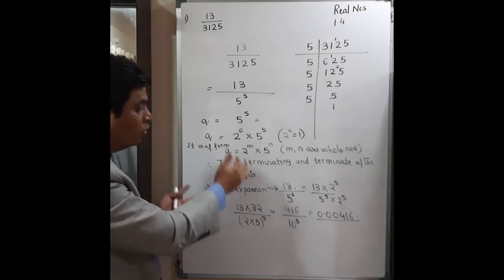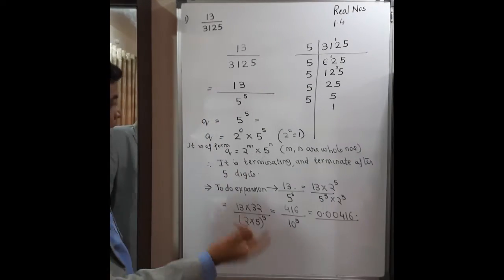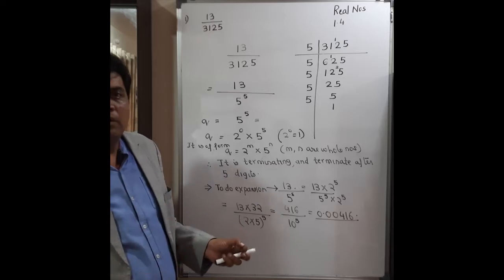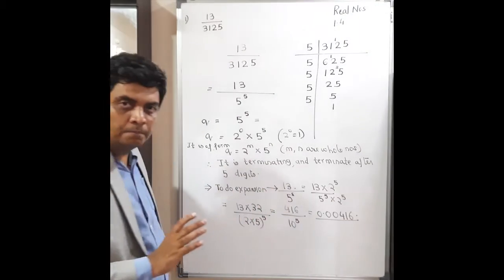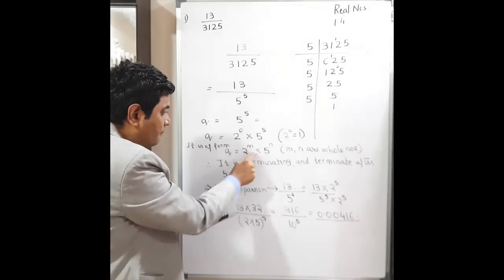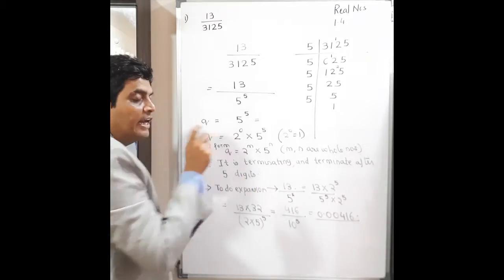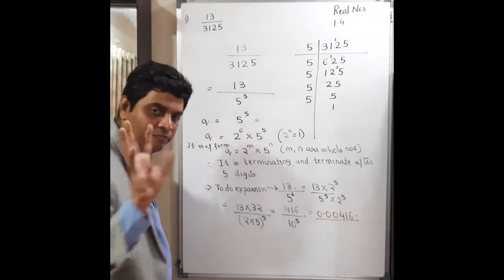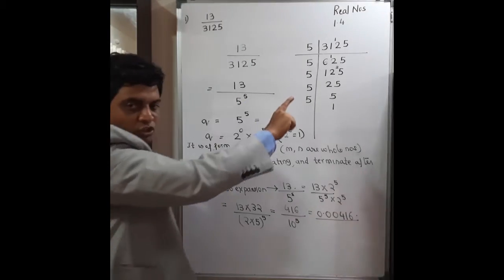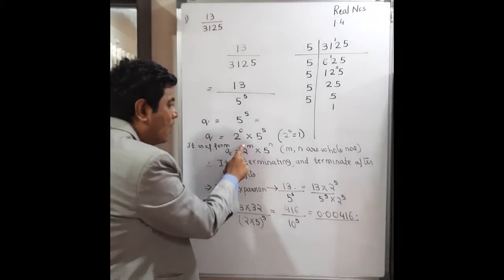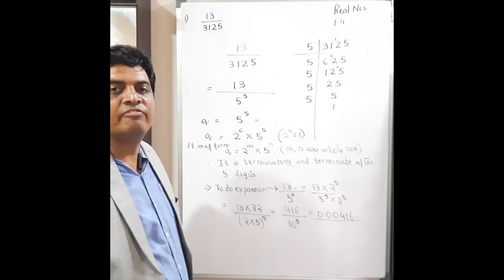So I will complete all those three things in this question itself. Suppose they are asking, if you do the decimal expansion, after how many digits will the decimal expansion stop? Out of 2 and 5, whichever prime number has the higher power, it will terminate after that many digits. Here the power of 5 is 5, so if I do the decimal expansion, it will terminate after 5 digits.